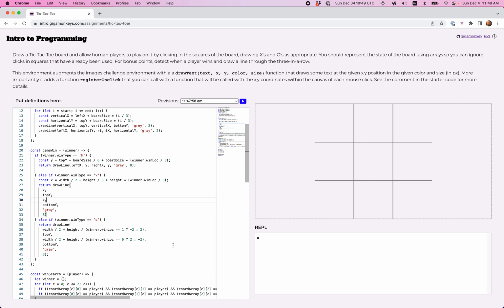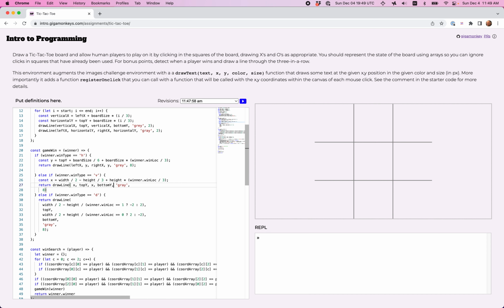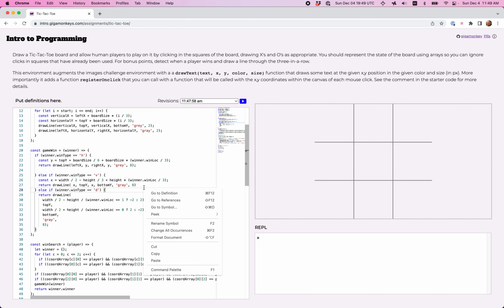Reformat. And we're going to join that up. Join. Reformat.